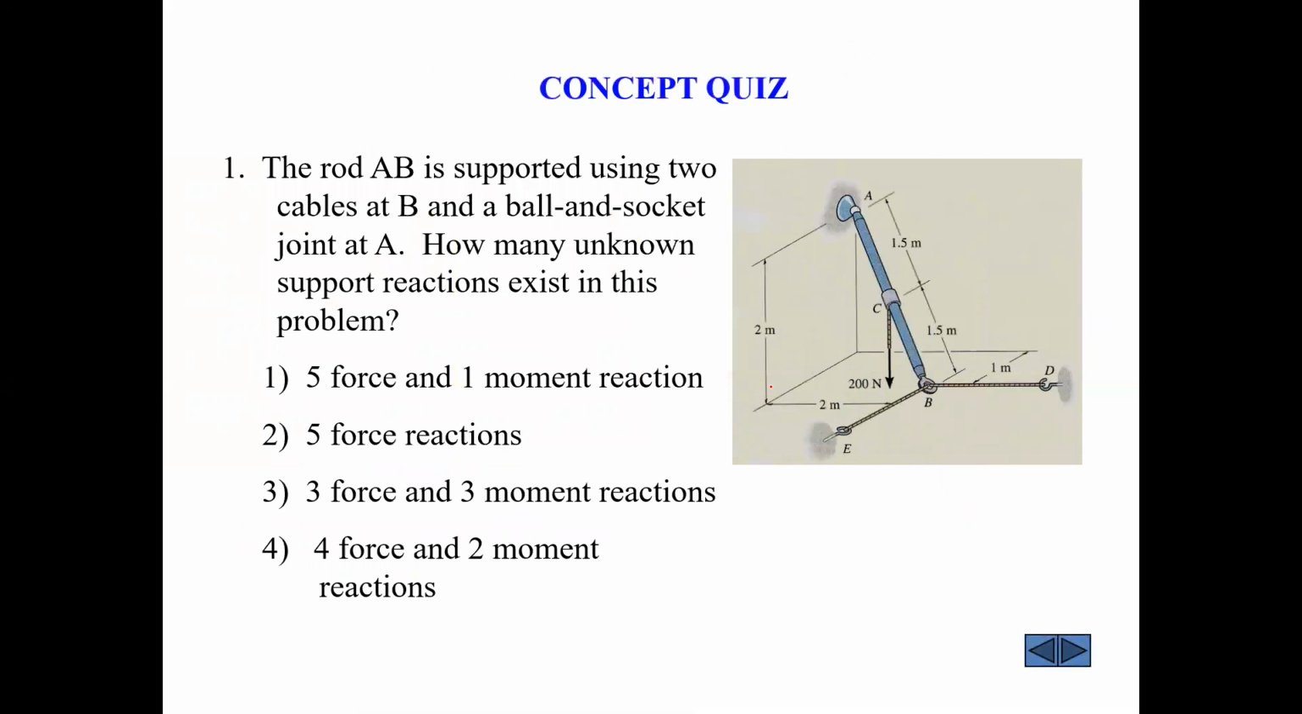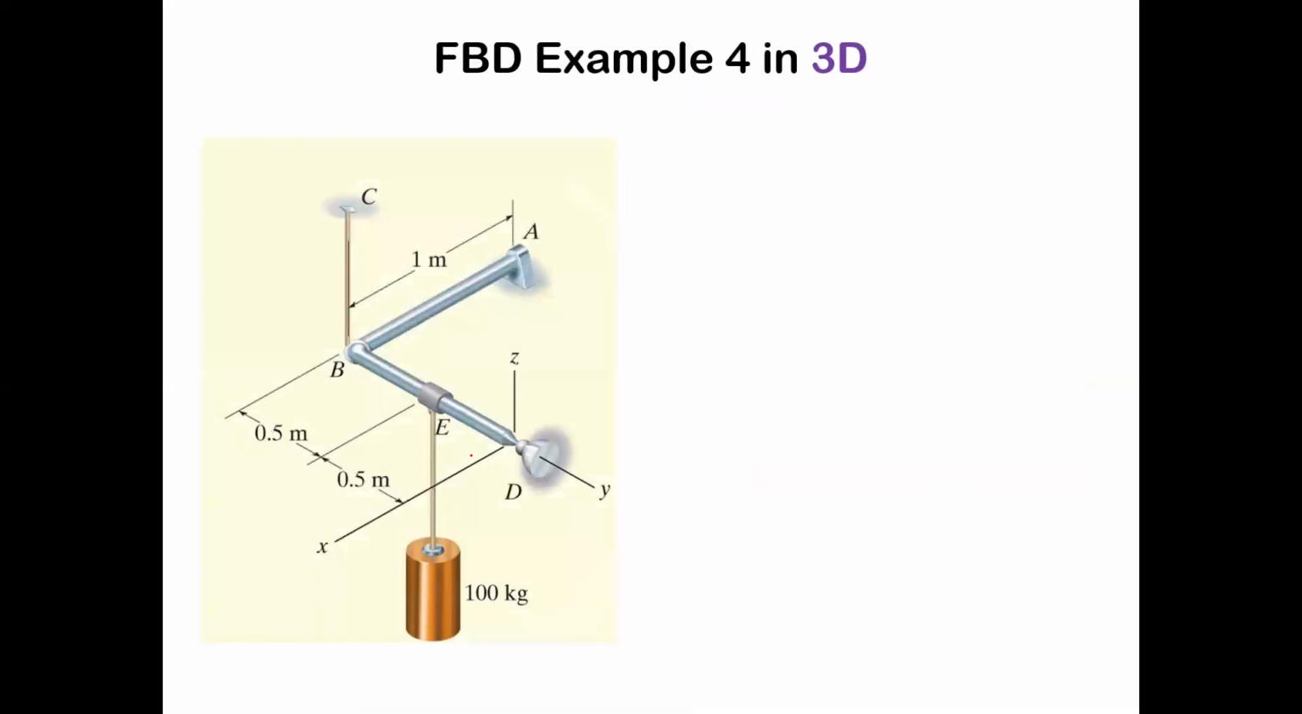So the rod AB is supported using 2 cables at B and a ball and socket at A. How many unknown support reactions exist in this problem? Ball and socket, how many reactions? And 2 cables, how many reactions? Okay, so 5 forces, right? Good.